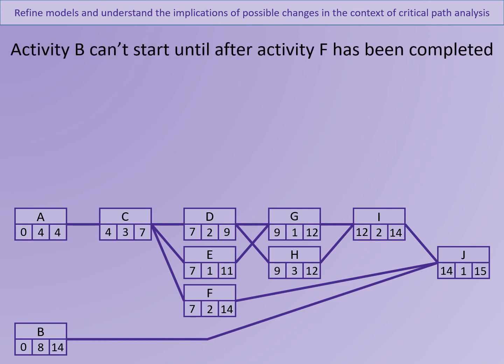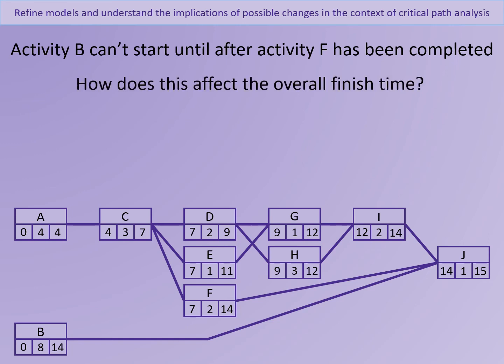Suppose we're now told that activity B can't start until after activity F has been completed. We want to know how this might affect the overall finishing time, which has currently been calculated as being 15 for the entire project. We also want to consider whether that affects the critical path.